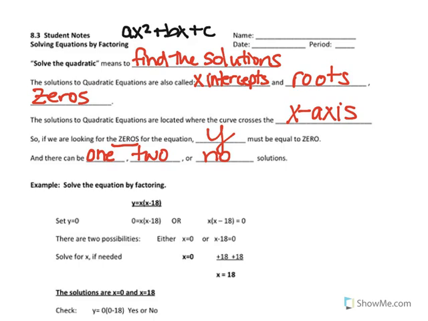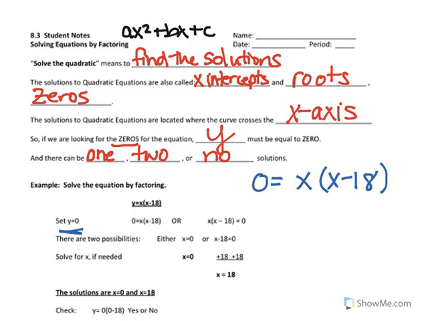So it says solve this equation by factoring. And so we have x times x minus 18. Well, it's already been factored for us. Okay, that equation's already been factored. And so it tells us to set y equal to 0. So we're always going to say that 0 is equal to this.